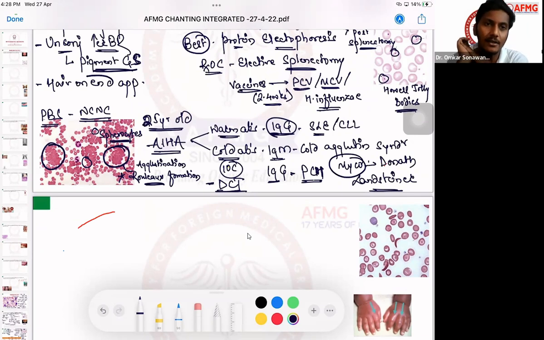And what would be the final treatment of choice, if the patient is not responding to steroids, not responding to IVIGs? Remove the organ which will destroy RBCs, that is splenectomy. So please remember, elective splenectomy is the last resort or last option in cases of autoimmune hemolytic anemia.